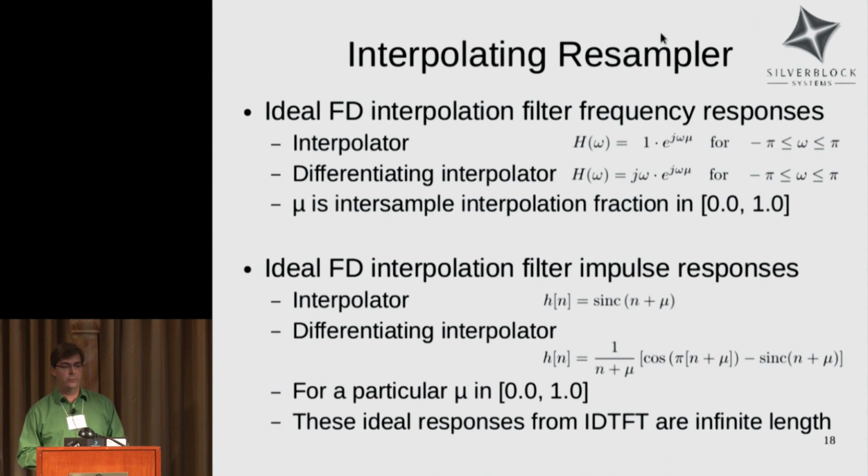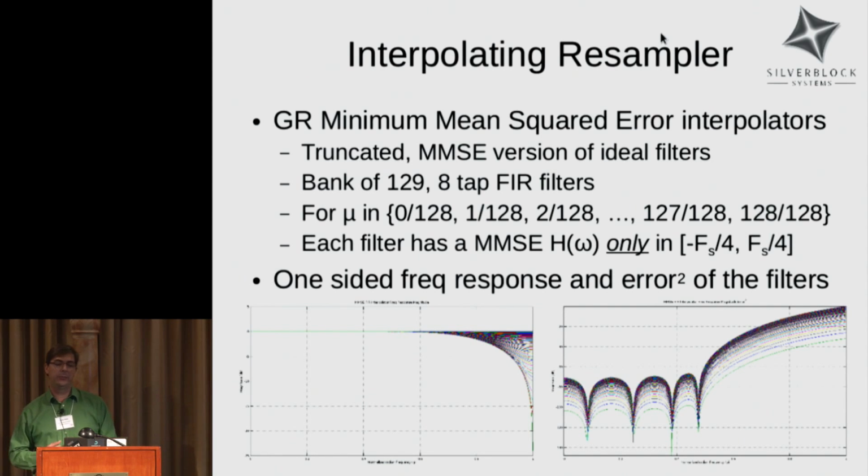So what GNU Radio has done here is, instead of using infinite length sequences, they truncated to 8-tap filter lengths and ran some numerical algorithms to get minimum mean squared error filters. So the GNU Radio minimum mean squared error interpolator uses truncated versions of the ideal filters. It's really a bank of 129 filters. And there's one filter arm for every 1/128th of a sample that you want to interpolate between. This filter that GNU Radio implemented only has minimum mean squared error frequency response in the range negative f sub s over 4 to f sub s over 4.